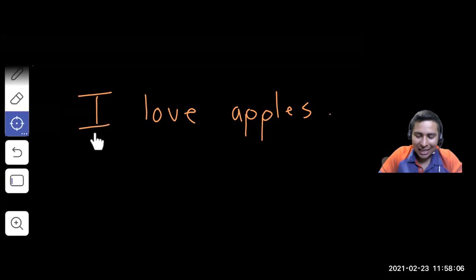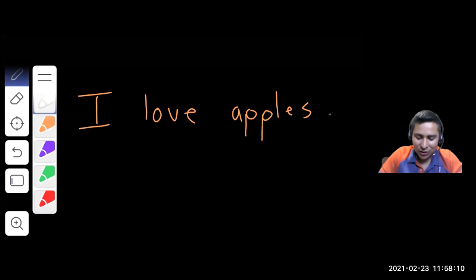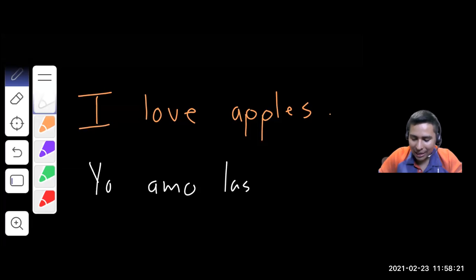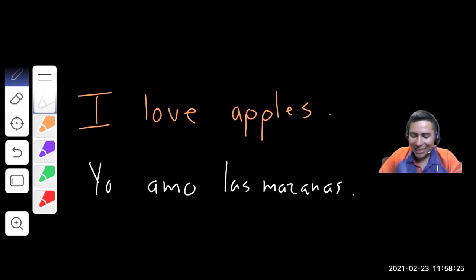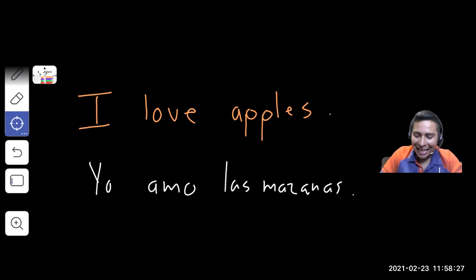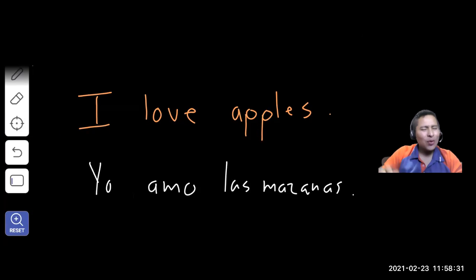How do you say this in Spanish? Let's translate it one by one. Yo amo las manzanas. Okay, amo las manzanas. You just translate this from English to Spanish. Okay, guys, you're really good at that.